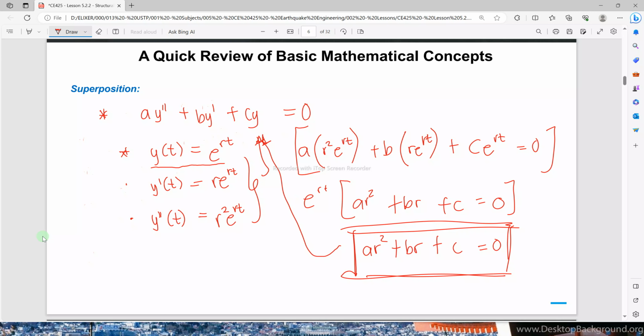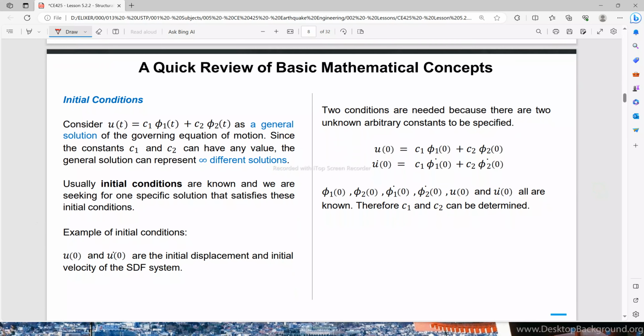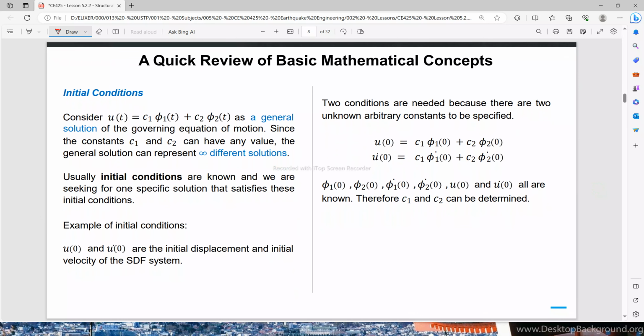This is just a review from your previous years. You may wonder why y double prime becomes r squared. It is because we know by superposition that if we multiply a constant by a function, the resulting function would also lead us to a solution of our differential equation. Since we have a constant, we need to get the constants.